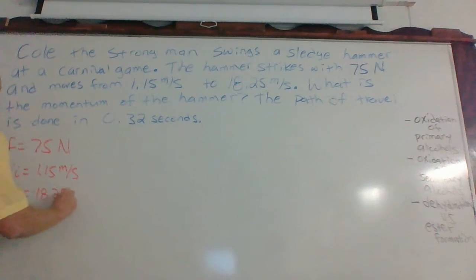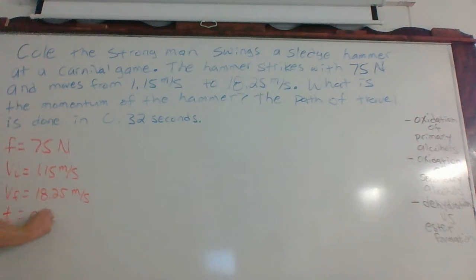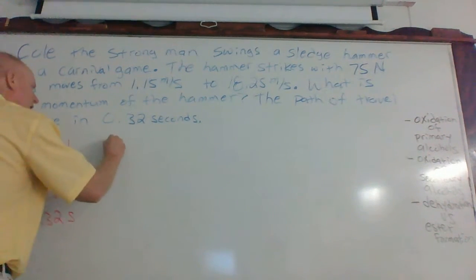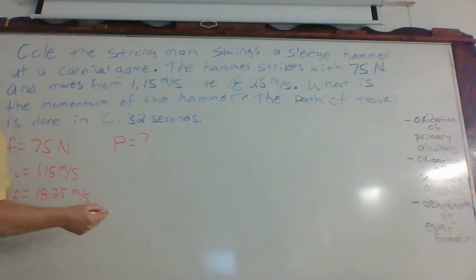18.25 meters per second. So what is the momentum of the hammer? And the path of travel is done in 0.32 seconds. So that makes this a time, 0.32 seconds. Now we're trying to solve for the momentum, which is P, the product of the mass and the velocity, which we don't know.